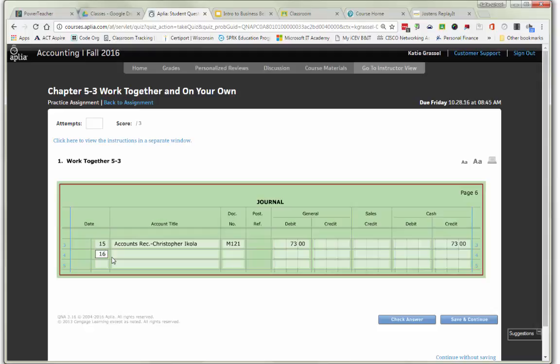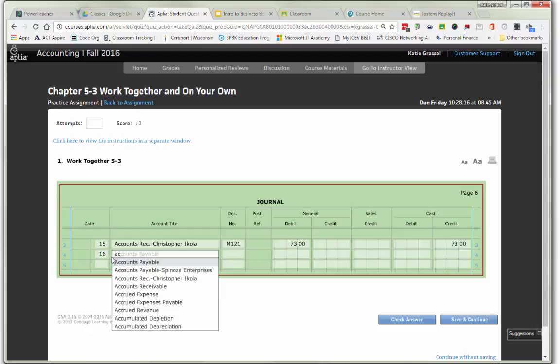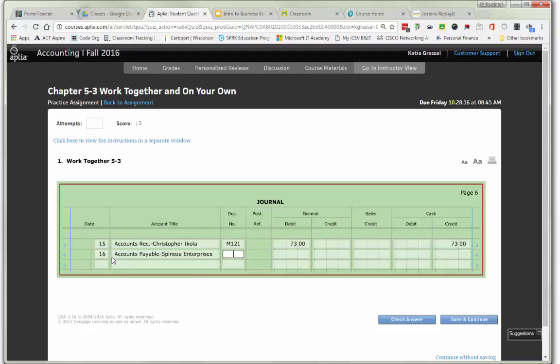Second transaction, the 16th, paid cash on account to Spinoza Enterprises $135 using an EFT, memorandum 122. So basically, we paid them electronically instead of writing a check. So this is no different than when we pay cash on account with a check as our source document. So we're going to do the date, the 16th. We're paying on an account, and that account is accounts payable. Spinoza Enterprises, source document of M122. And we're going to do a cash credit of 135 because it says paid cash. And then a general debit of 135.